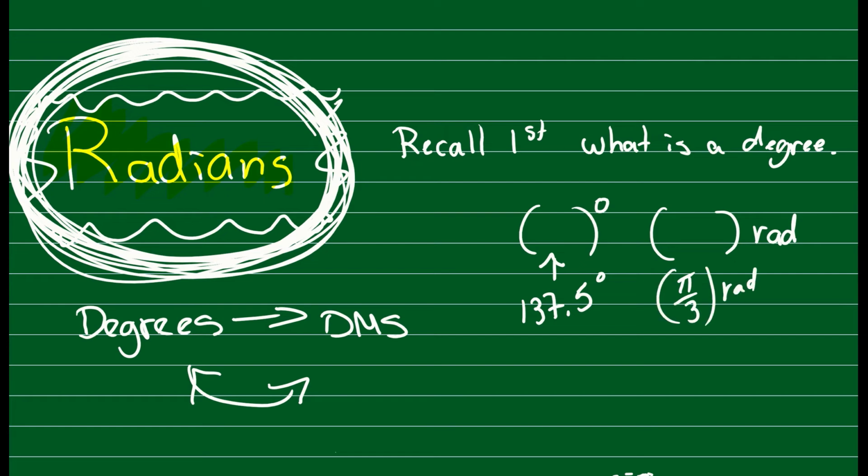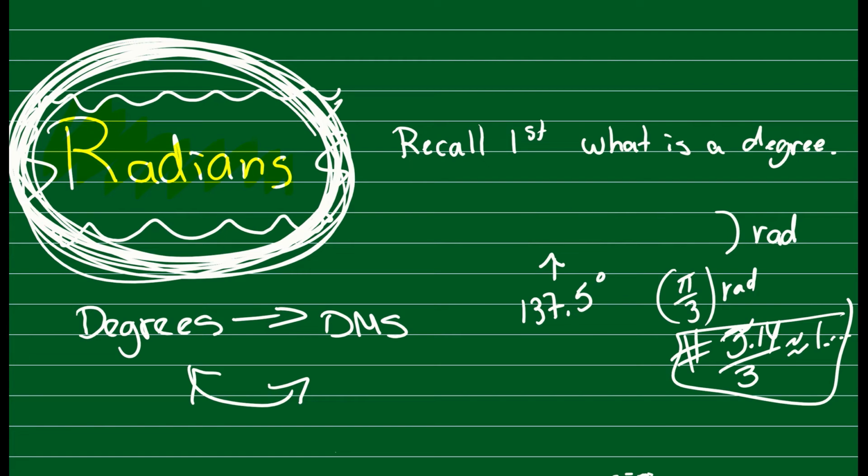And this pi over 3 has a numerical value. It has a number. It's just a decimal. Pi is approximately 3.14, over 3, which is approximately 1 point something, right? So this is nice math to be done. But that is the difference between degrees and radians.